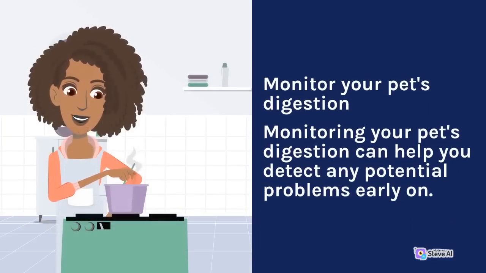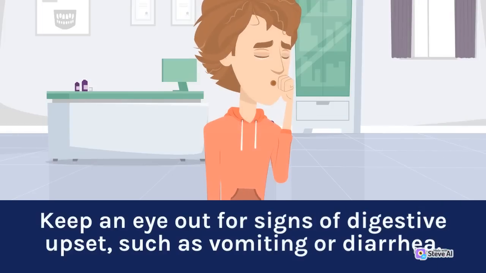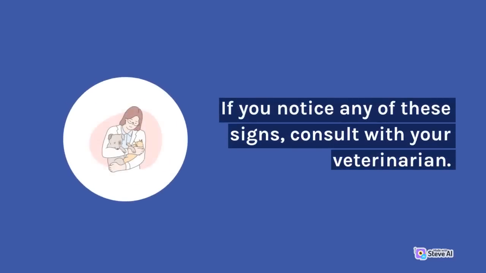Monitor your pet's digestion. Monitoring your pet's digestion can help you detect any potential problems early on. Keep an eye out for signs of digestive upset, such as vomiting or diarrhea. If you notice any of these signs, consult with your veterinarian.